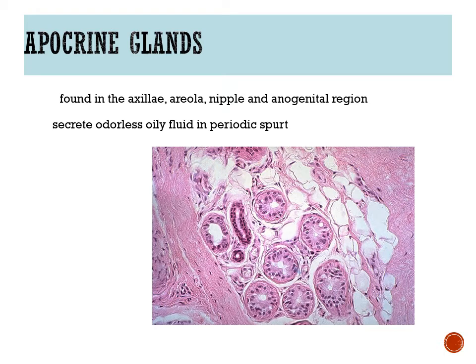Apocrine glands secrete odorless oily fluid in periodic spurts until it reaches the skin surface, where it is altered by bacteria, which makes it odoriferous. It is found in the axilla, areola, nipple, and the anogenital region.